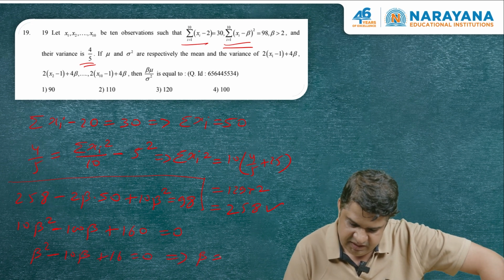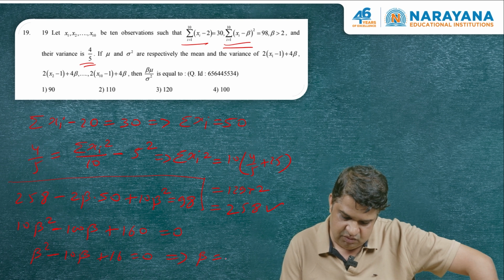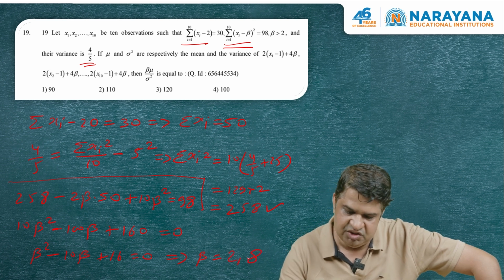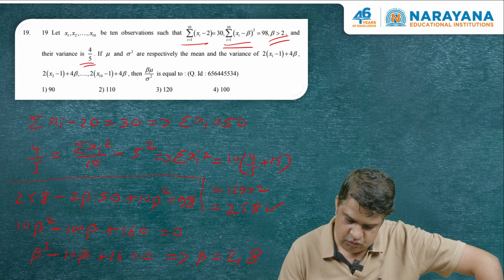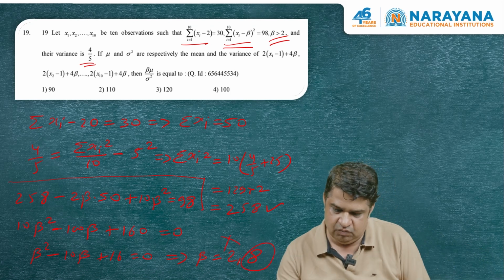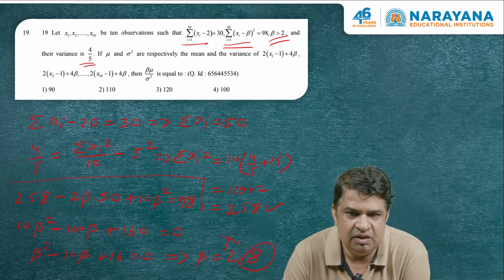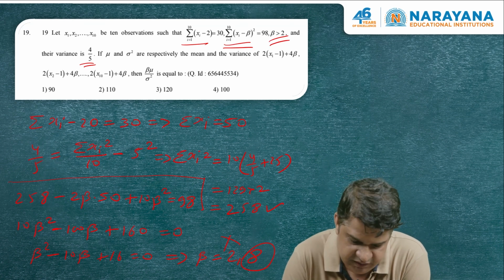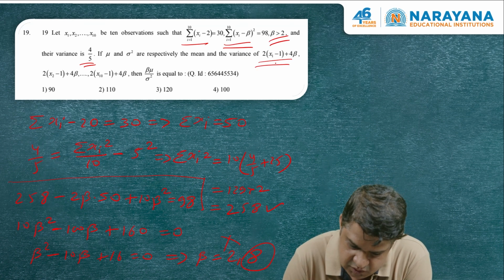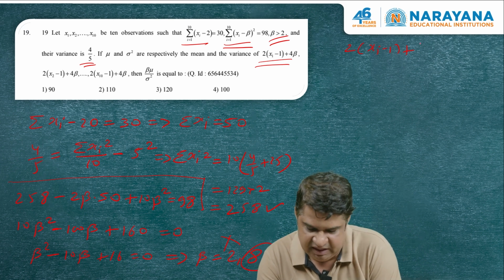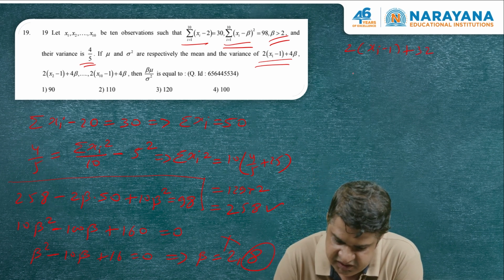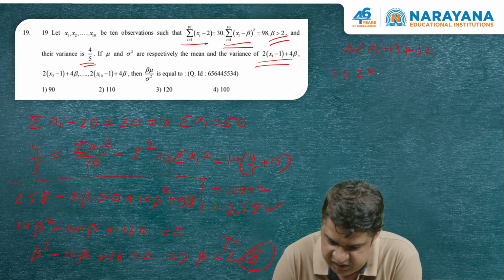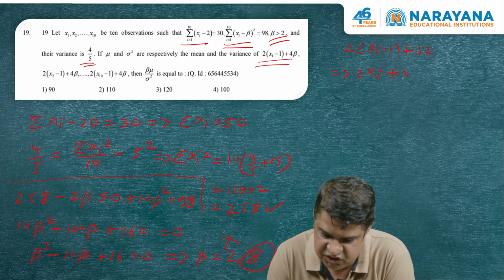So, two values of beta we are getting, that is beta is equal to 2 or 8, but it is given that beta is greater than 2. So, of course, beta will become equal to 8. Now, what they are saying, mu and sigma square are the mean and variance of this new sequence. Now, what is this new sequence? It is 2 xi minus 1 plus 4 beta. If beta is 8, so 4 beta is 32, which means 2 xi plus 32 minus 2, that is 2 xi plus 30.